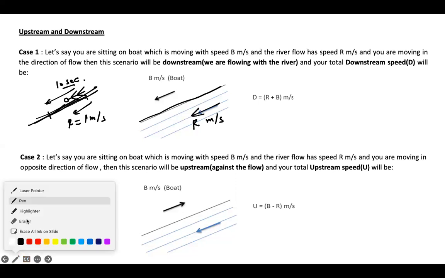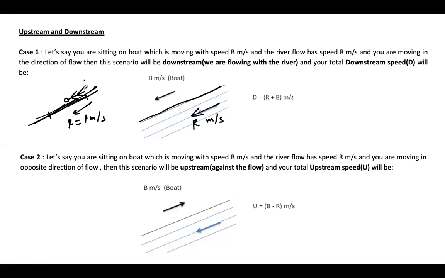Let's take some other case wherein you are sitting on a motorboat which is traveling at a speed of 5 meters per second, and you travel for, let's say, 10 seconds. Where will you be after 10 seconds? So we'll have to add the speeds to find it. Why? Because we're moving with the flow of the river.